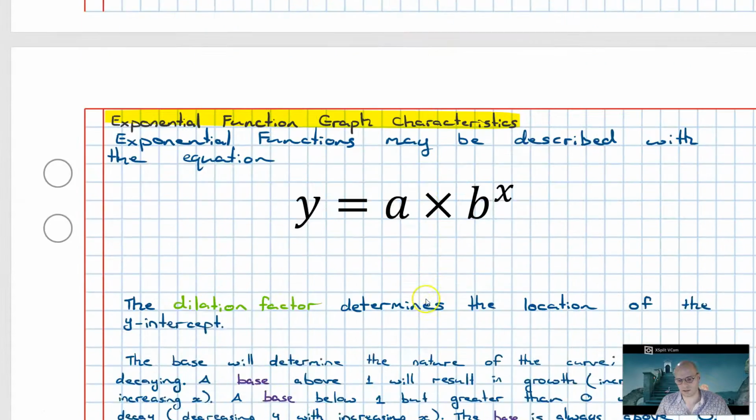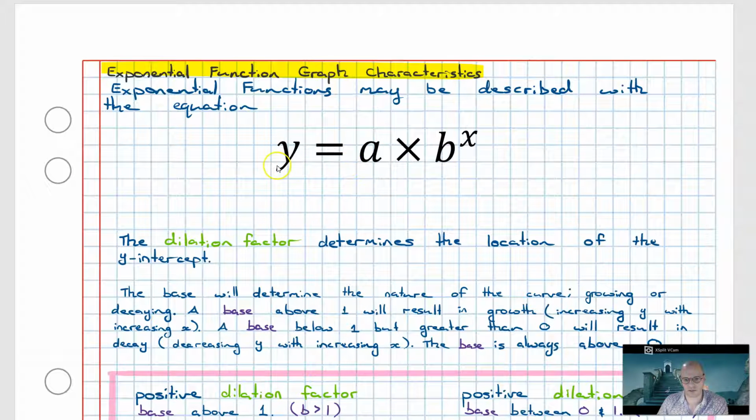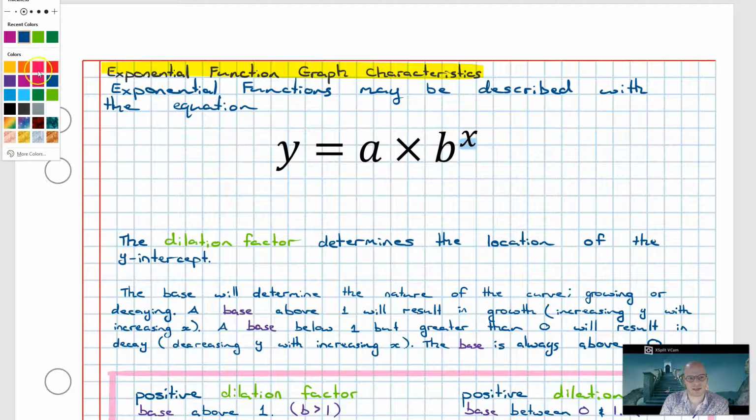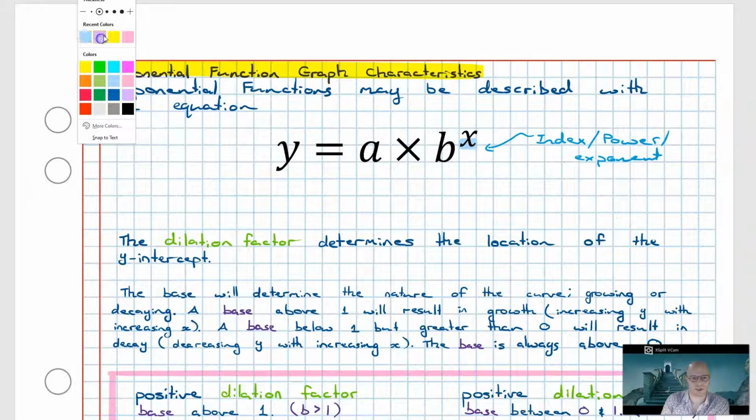Now, if we turn our attention down to here, what we can see is the exponential function. We characterize it by saying y equals a times b to the power of x. Now, all of these variables within this equation are going to affect the overall shape of the exponential function that we're graphing. Now, labeling these, we have x, which we define as our index, power, or exponent, depending on what name you'd like to use.